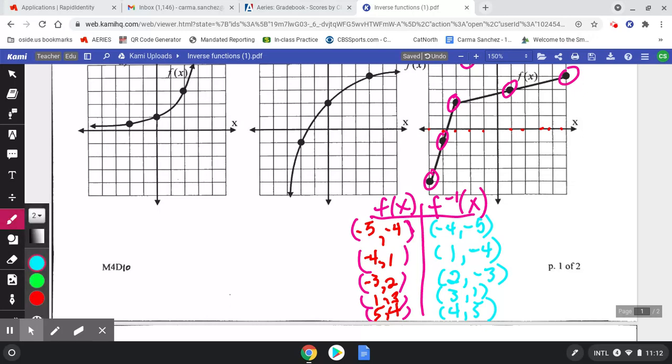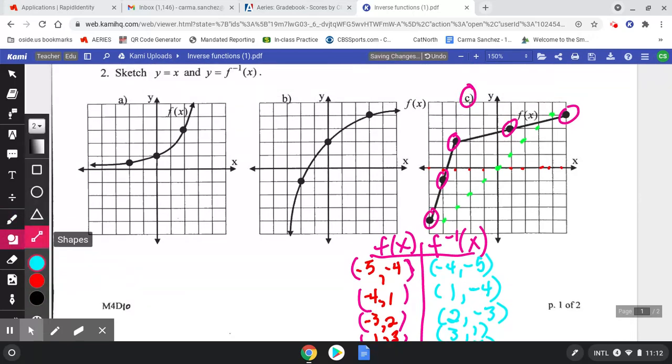Before I do anything, let's get that line of reflection on there. Line of reflection is going to go through the origin every single time and up at a slope of 1. There's my line of reflection, y equals x. Let's go get my line function to draw that on there.